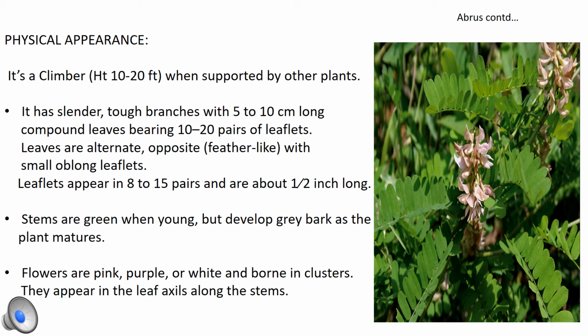So this plant Abrus is a climber. Its height is usually 10 to 20 feet. It has slender, tough branches. You can see in the picture 5 to 10 centimeter long compound leaves, with leaflets in 8 to 15 pairs, half an inch each. You don't need to remember much about the appearance; this is just for your knowledge. The stems are green, and the flowers are pink and purple.